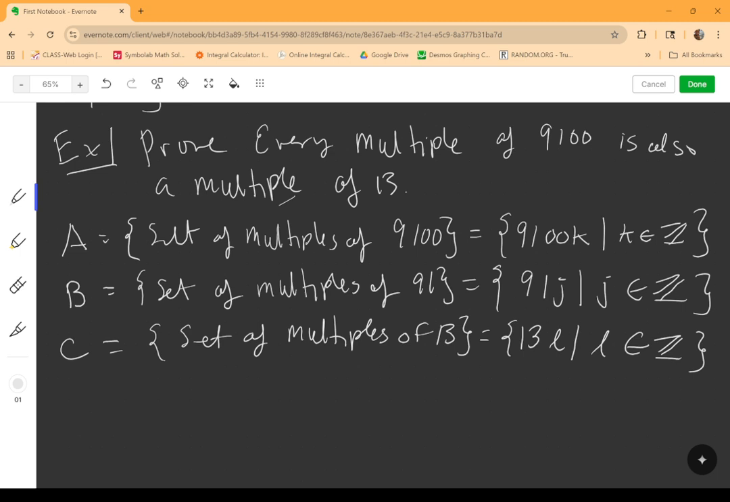Okay, so let's start with an element of A. That means that it has to be written in the form of 9100K. But this is also 91 times 100K. And again, by properties of integers, any integer multiplied by another integer is an integer. So this I can write as 91J. So that tells me that the element is an element of B.